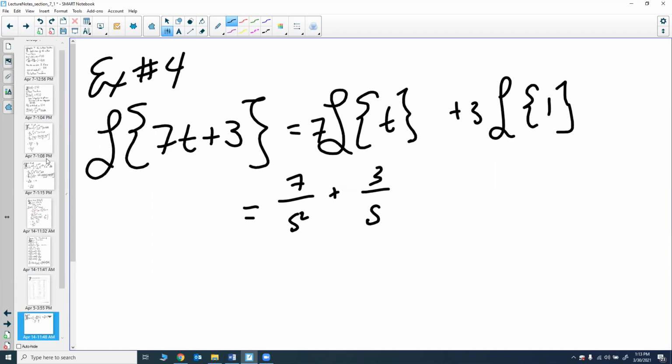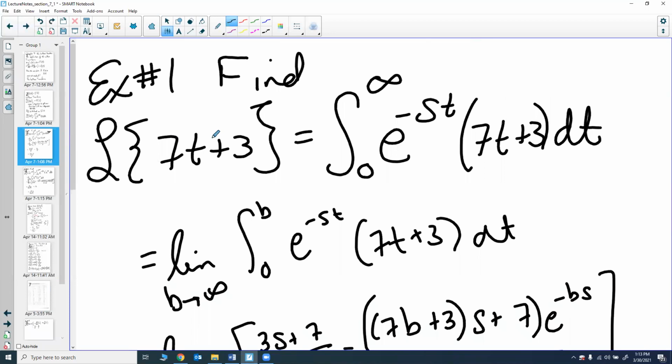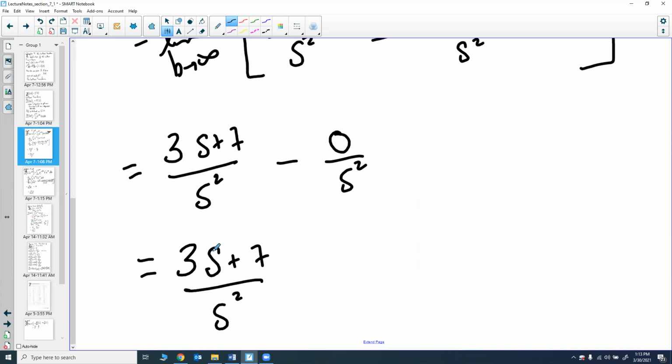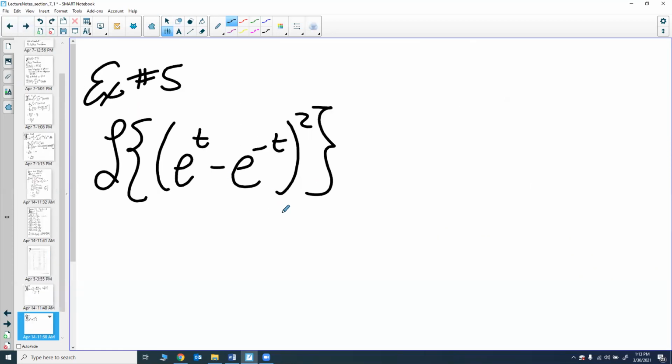Notice we actually did that using the definition. That was one of the examples we did a while ago. If I go back and look at that one, we did that here. The Laplace transform of 7t plus 3, we came up with (3s plus 7) over s squared. So you can see that's the same answer we would get. If I try to combine these, I'd need an s here, so I have 3s over s squared, and then there'd be (7 plus 3s) over s squared. So it all works out.